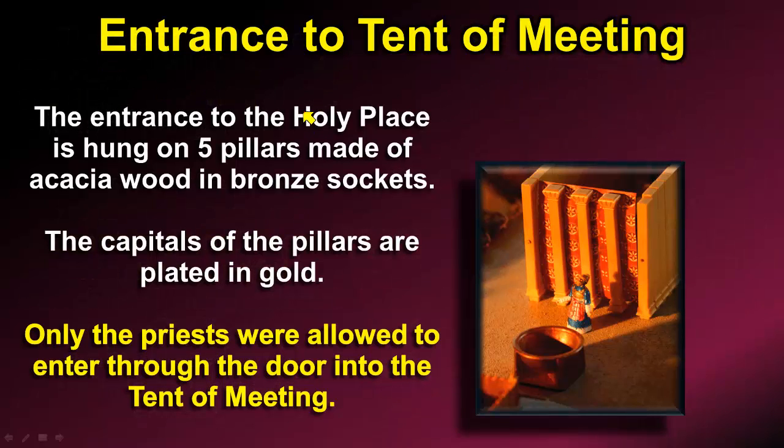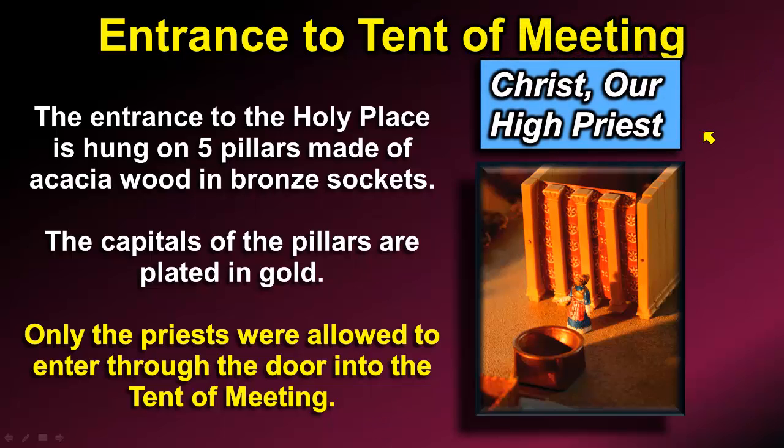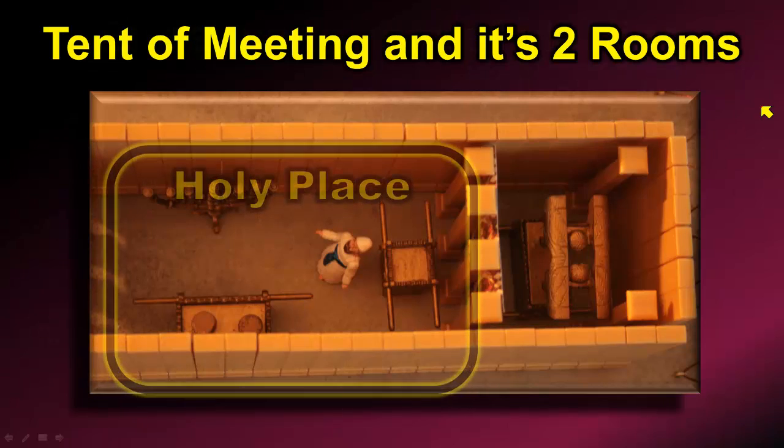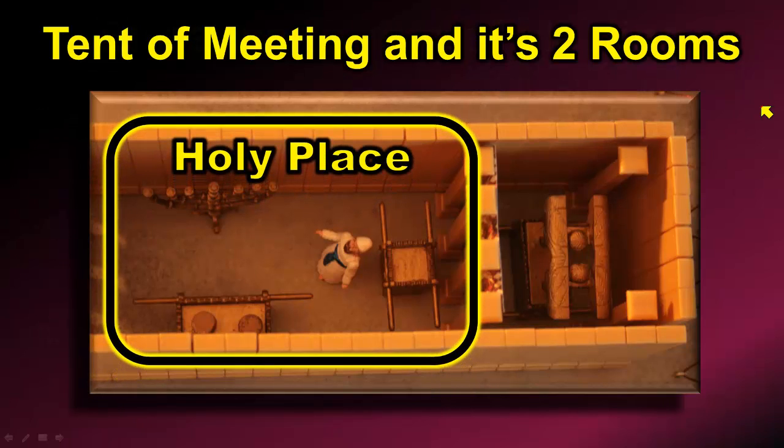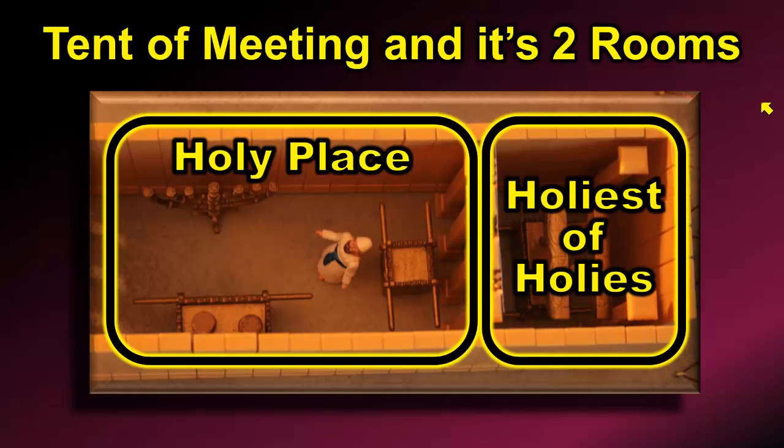So the entrance to the tent of meeting hung on 5 pillars, and the priests were only allowed to enter into this door. Only priests were allowed to enter into this door. No common person could go in there, only the priests. And of course, Christ is our high priest officiating in the sanctuary in heaven now. So there were 2 rooms in this tent of meeting, the holy place and the holiest of places, or the most holy place.